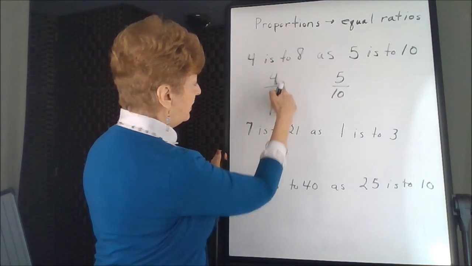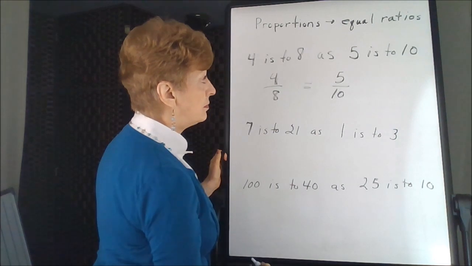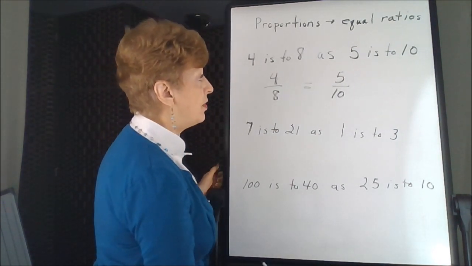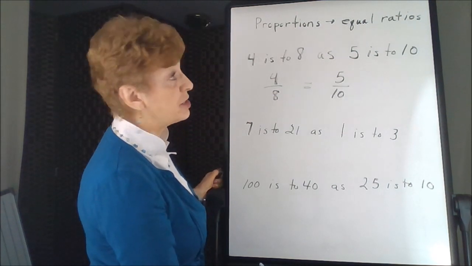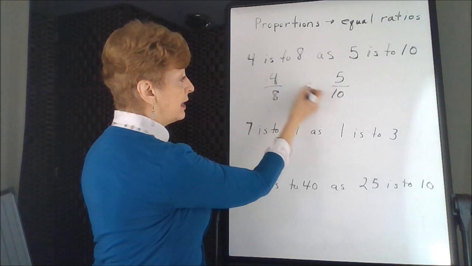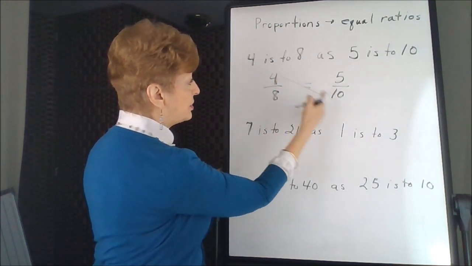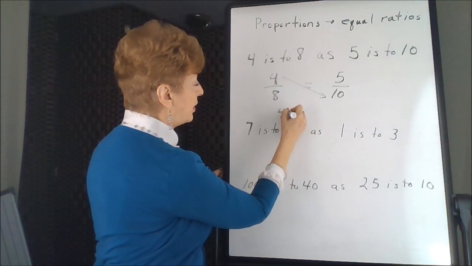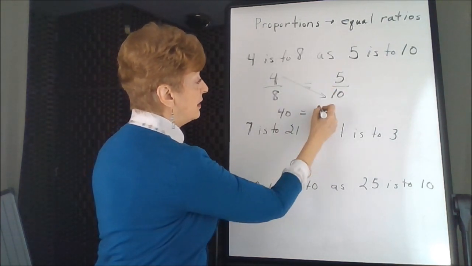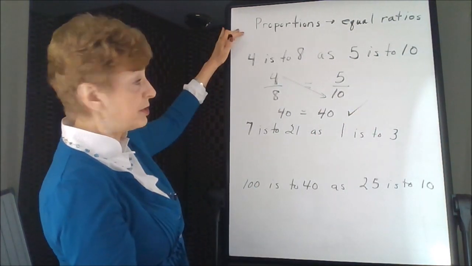4 is to 8, here's our representation, as that means equal, 5 is to 10. We can find out if they are equivalent fractions or equal ratios by multiplying on the diagonals. So if we were to multiply 4 times 10, we would get 40. And 8 times 5 gives us 40. Those are proportions.